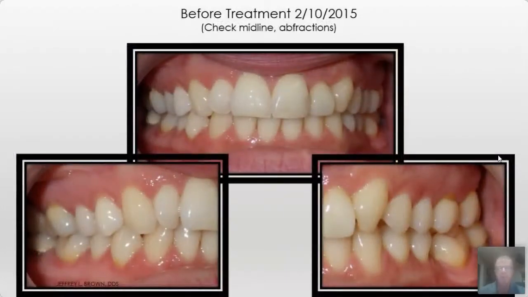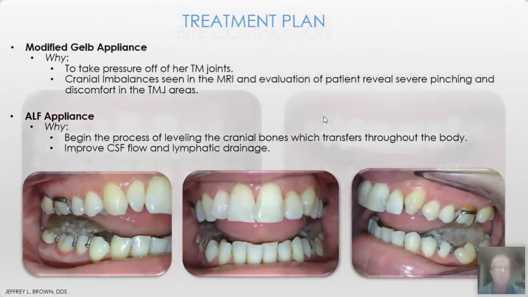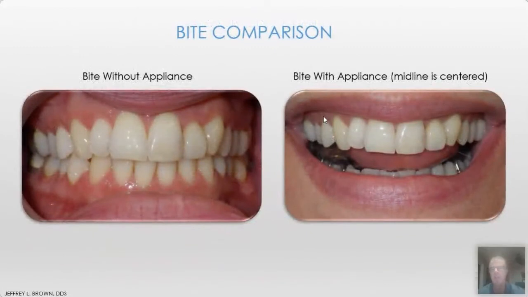So before treatment, look at the midline here, folks. That's the maxillary midline, mandibular midline. We are way the heck off on this. So we did a modified Gelb appliance, the lower hard acrylic, and we started working the midline. It's not quite there yet. It's going to take time. The ALF, the process of leveling cranial bones, which transfers throughout the entire body, improving cerebral spinal fluid flow, lymphatic drainage. Okay, the bite with the midline centered.